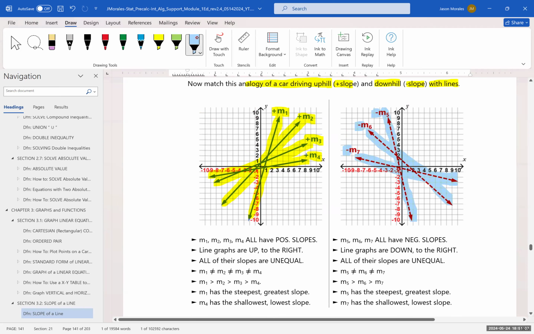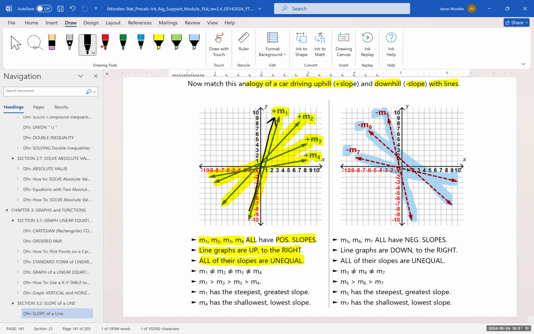So some observations about these lines. Number 1 is that the slopes of all these lines are positive slopes. These line graphs are going up and to the right. However, their slopes are not equal. If you imagine you were running up a hill, I think you would agree, if you're running up a hill that was this steep, you would find that a lot more strenuous than running up a hill that was that steep.